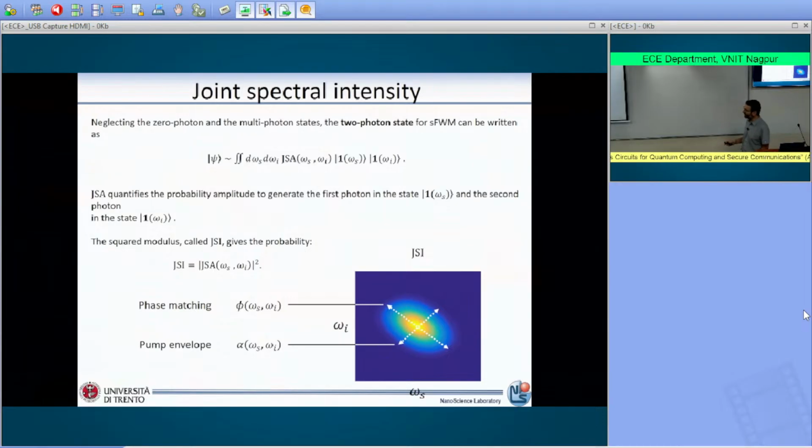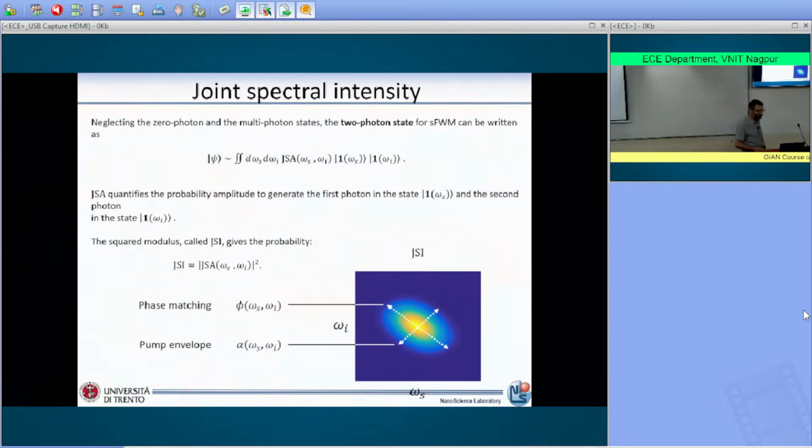If we map the joint spectral intensity in a two-dimensional plot, we have the frequency of the idler photon here, and the frequency of the signal photon here. The bandwidth of the phase matching condition, the frequency interval over which omega s and omega i satisfy the phase matching condition, gives you the width of the joint spectral intensity in this direction. The width of the pump laser gives you the width of the joint spectral intensity in this direction.